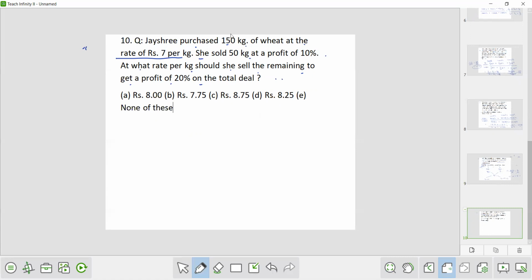Okay, so Jayashree has divided the wheat in two parts. The first part is 50 kg and the other part is 100 kg. Now she sold 50 kg at a profit of 10%, so the rate associated with quantity 1 is 10%. What is the rate associated with quantity 2? Let's say x. Now on the whole, she made a profit of 20%, so the rate associated with the whole quantity is 20%. Now the difference of these two will be written here, that is x minus 20. The difference of these two is 10.